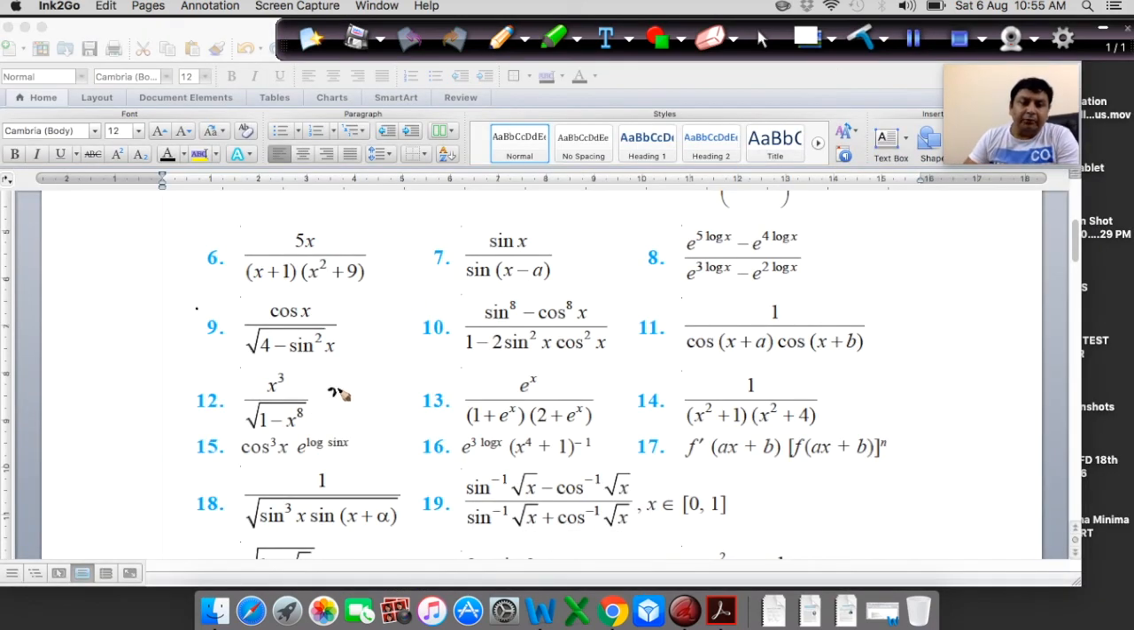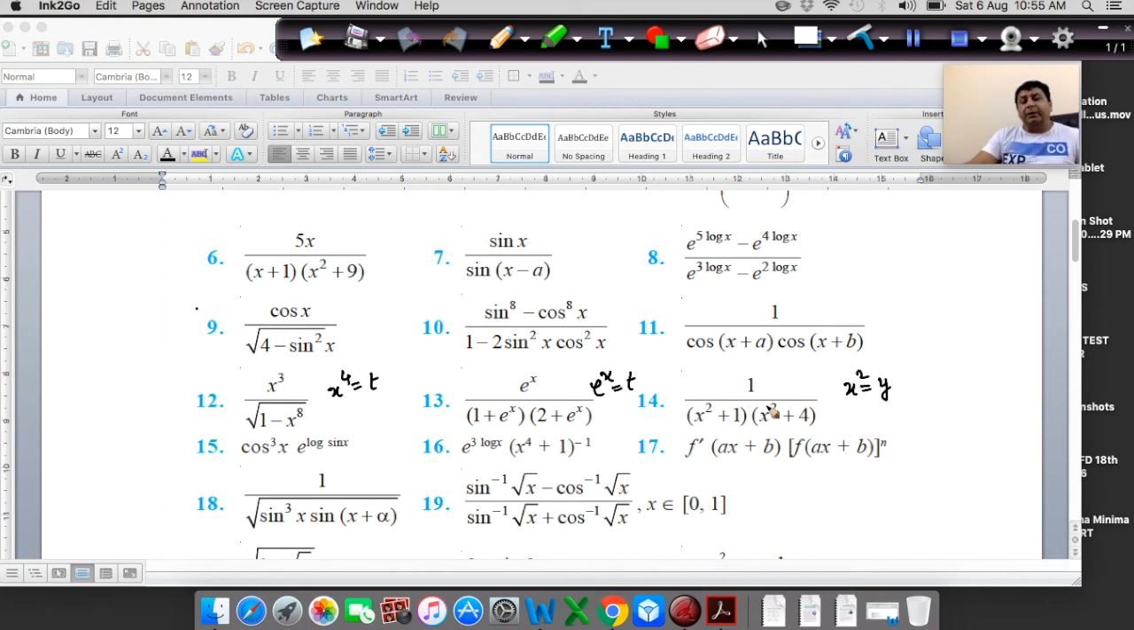12th, you do x to the power 4 equals t. 13th, you take e to the power x equals t. 14th, you can do partial fraction by taking x square equals y, but only for the purpose of partial fraction. Don't do 2x dx equals dy because you don't have a 2x here.